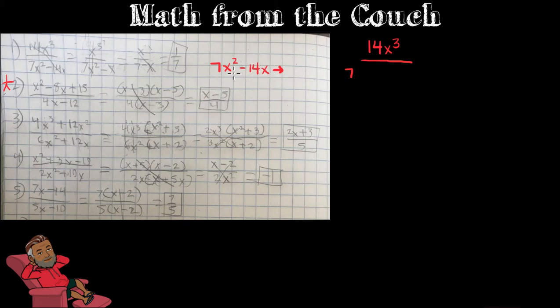This one here I can, but remember, you must be able to. It must be common, right? You must be able to do it to both of them. So we can't do it to both of them. So what I'm going to do is just factor out the common 7x.